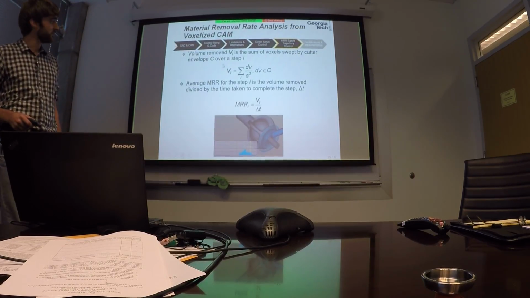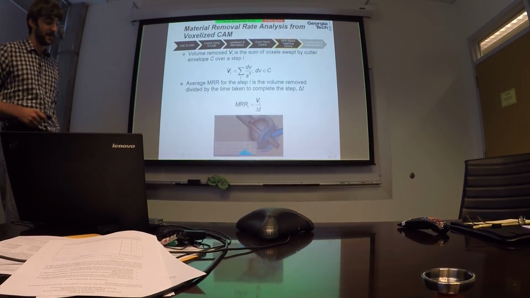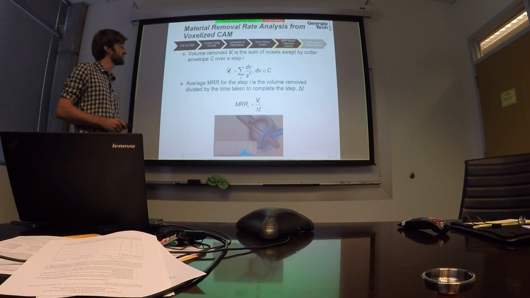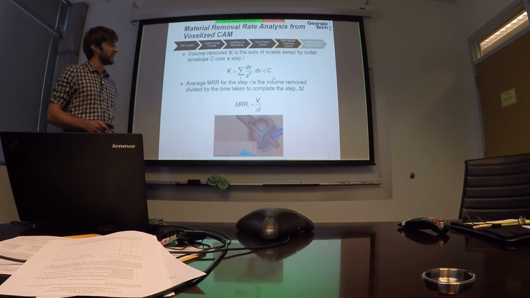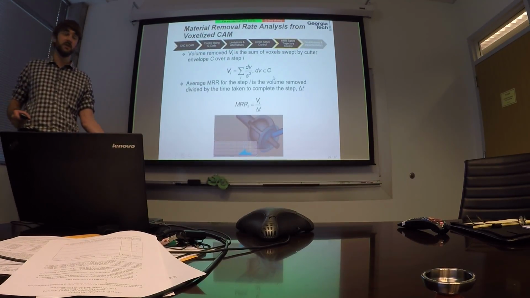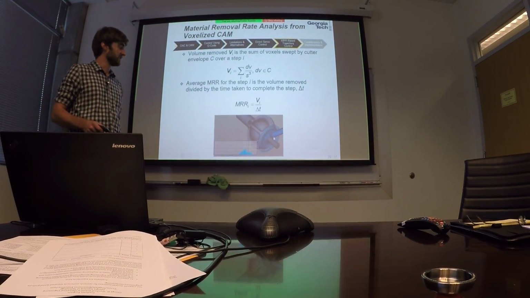So for every step i, where a step is a movement between voxel centers, the volume removed is simply a sum of the voxels removed divided by the cube of the voxel side length, where the voxels dV are within the cutter envelope C. So the cutter envelope is the volume that defines the cutting tool, which is shown as this blue cutting tool here.